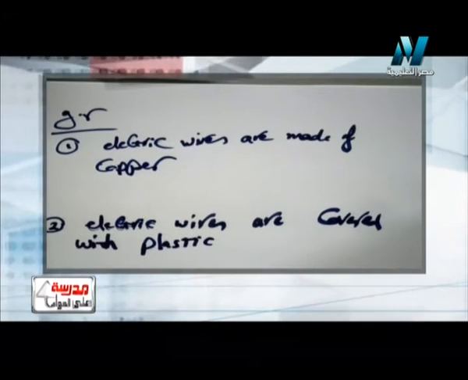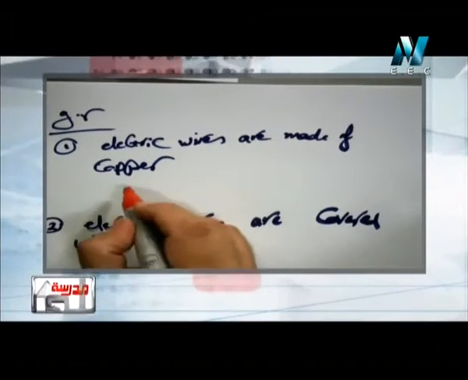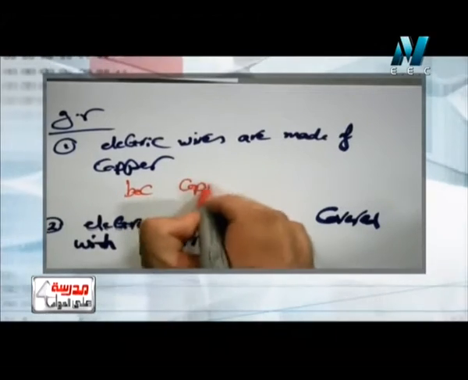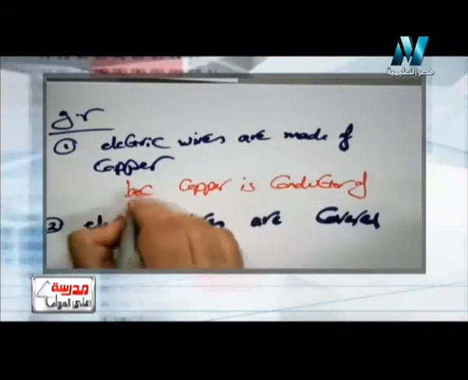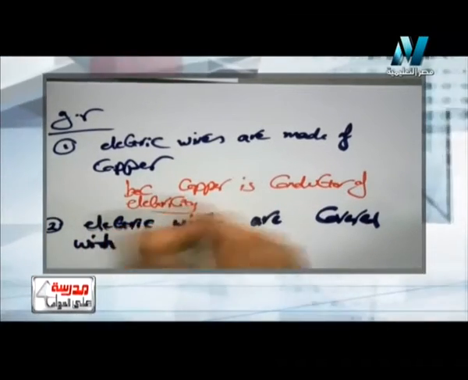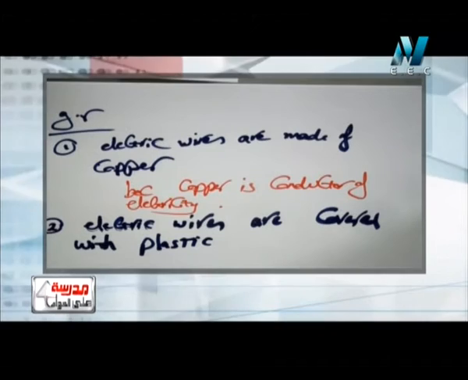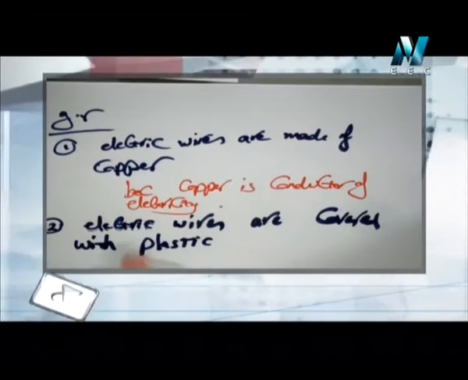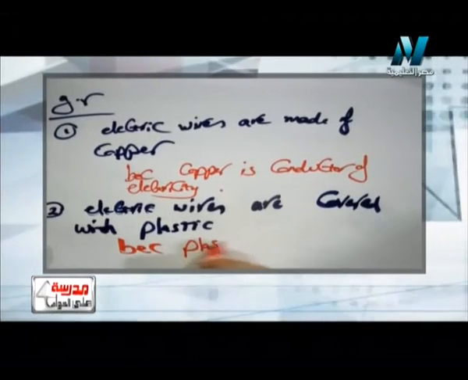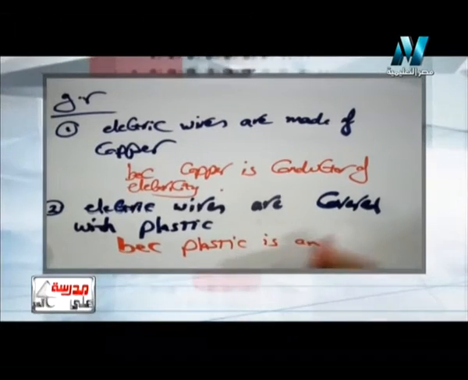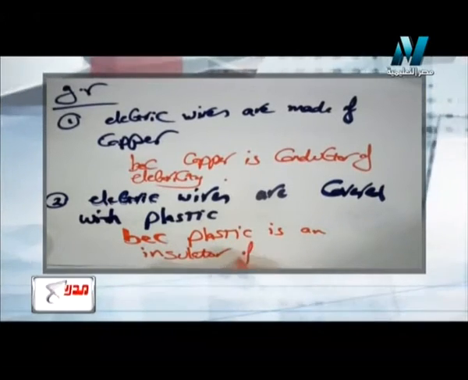Again, the question: electric wires are made of copper, but the second question says that the electric wires are covered with plastic. So why are electric wires made of copper? Because copper, as we know, is a conductor of electricity. And why is the cover of the electric wire made of plastic? Give reason. The answer is that plastic is an insulator of electricity.